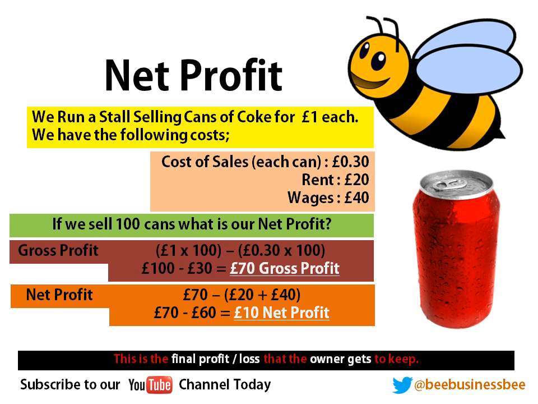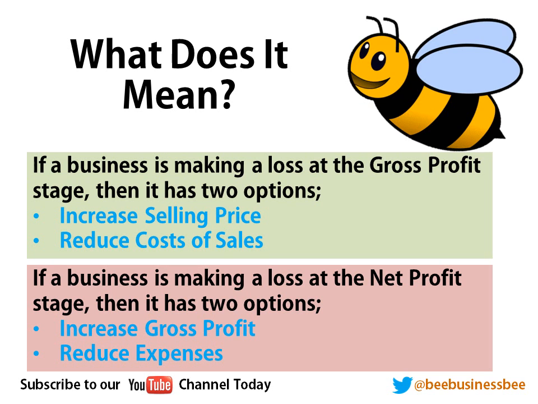However, now I need to take away my other costs. So I've got to take away my rent and my wages. So my £70 minus my £20 plus my £40, which means £70 minus £60, which means I make £10 net profit. Now this is the final profit or loss that I get to take home and keep. So hopefully in this case I get to take £10 home to keep. At this point I may get some tax on it, but it's my money to keep, so that's my profit.